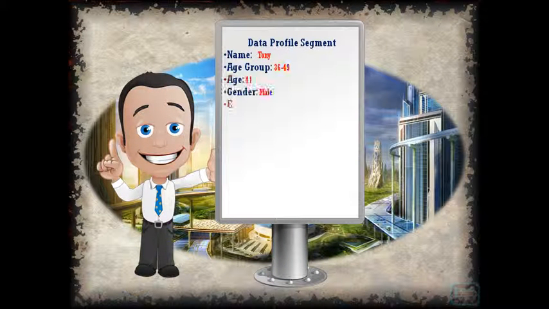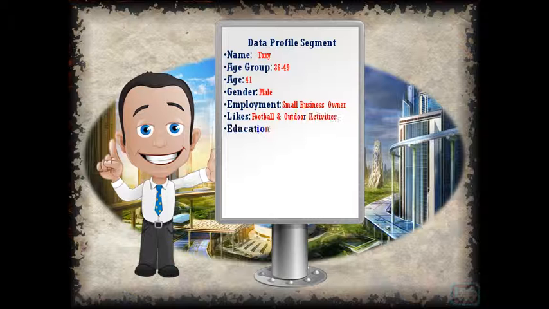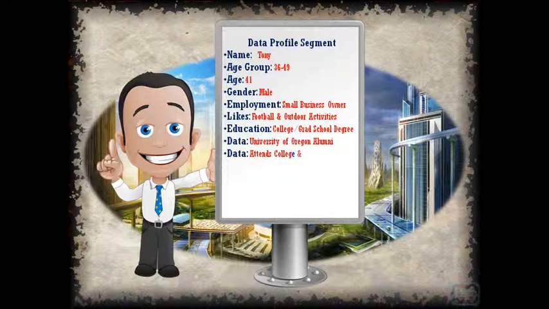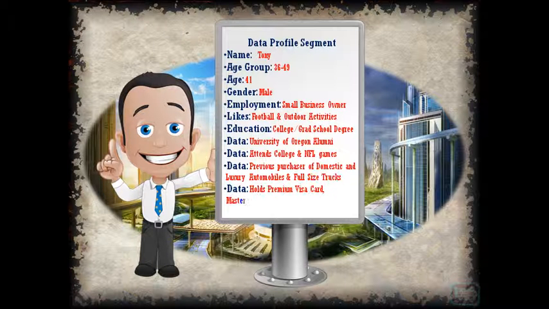Name is Tony, age group 36 to 49, age 41, gender male, employment small business owner, likes football and outdoor activities, education college or grad school degree. Data: University of Oregon alumni. Data: attends college and NFL games frequently. Data: previous purchaser of domestic and luxury automobiles and full-size trucks. Data: holds premium Visa card, MasterCard, and American Express black cards.